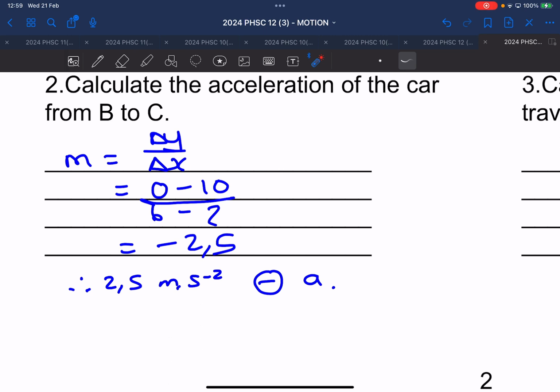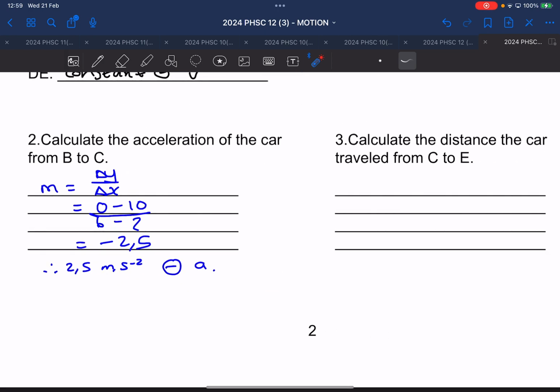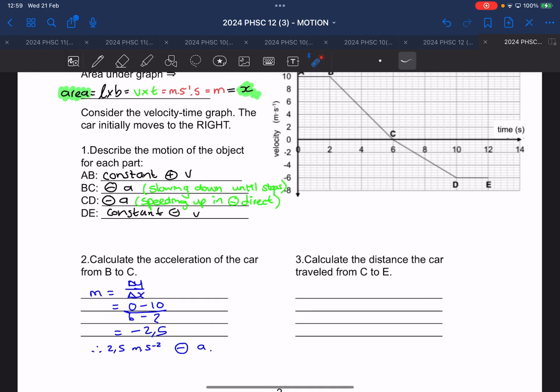you completed the sentence. Alright, next question says, calculate the distance the car traveled. Is that spelled correctly? Traveled, 2 L's? Yes, 2 L's. Anyway, the distance the car traveled from C to E. So from C to E. The distance the car traveled from C to E. So we want that there.